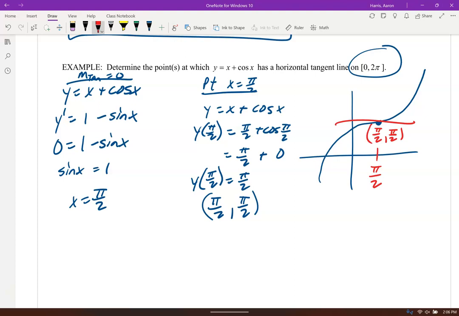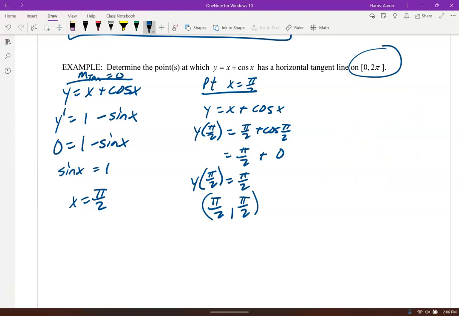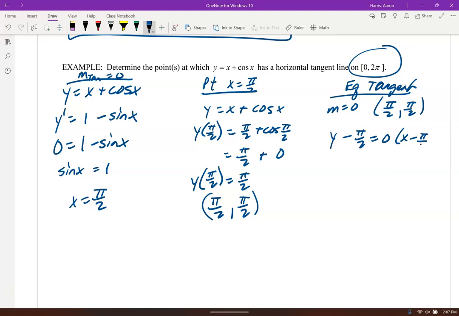So it has a slope, the tangent there. Maybe I'll pull up Desmos so we can look at it after. Let's actually take this a little further. Let's write the equation of the tangent line. What's the equation of the tangent where it has a horizontal tangent? In other words, the slope is 0. So we know the slope is 0. We know I have the point pi halves, comma pi halves. y minus y1 equals m times x minus x1. So y ends up being pi halves.